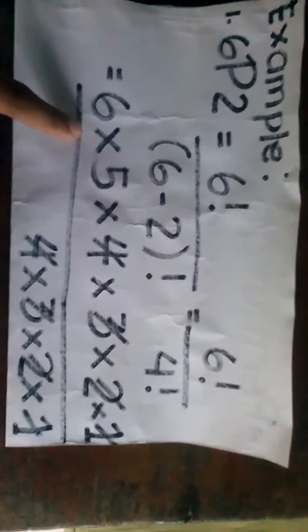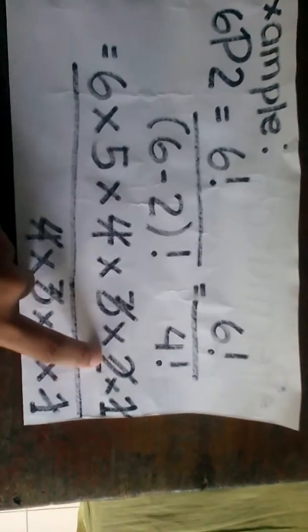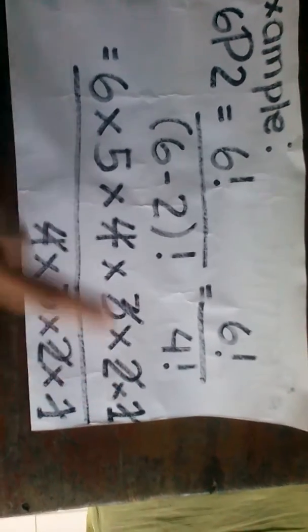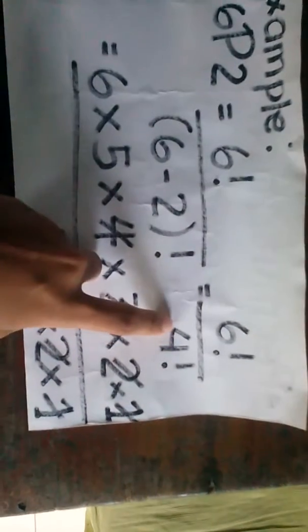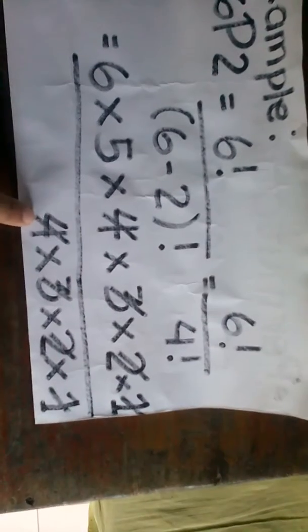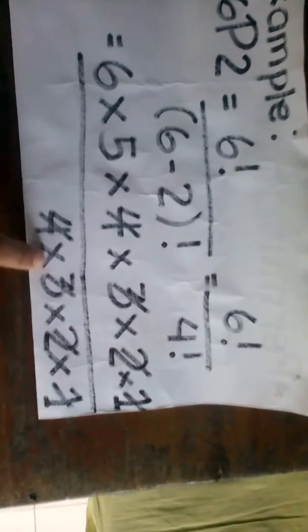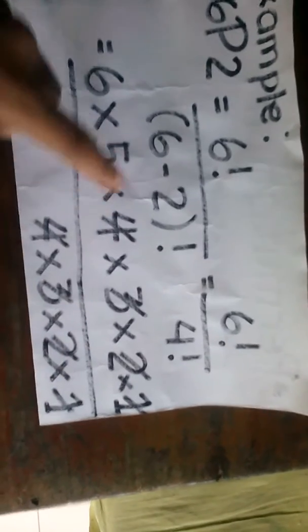So, i-factor natin yung 6. Magiging 6 times 5 times 4 times 3 times 2 times 1, over, for yung pinag-minus natin, 6 minus 2, 4. I-factor natin, magiging 4 times 3 times 2 times 1. So, magkapareha sila, kaya i-cancel natin.